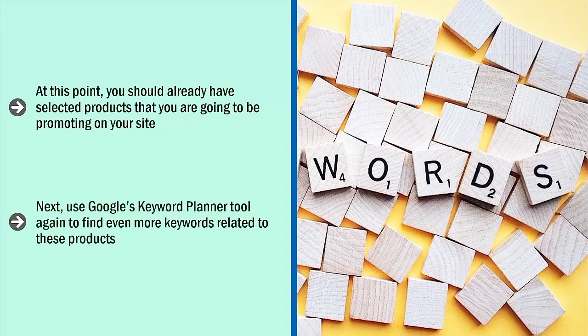Next, use Google's Keyword Planner tool again to find even more keywords related to these products. At the end of this process, you should have a long list of pages full of keywords that are related to the products that you are promoting.